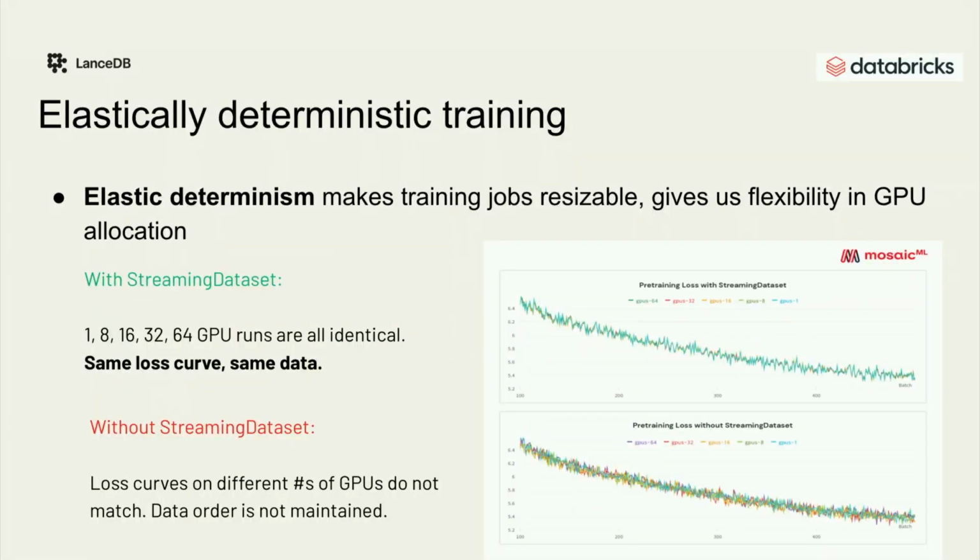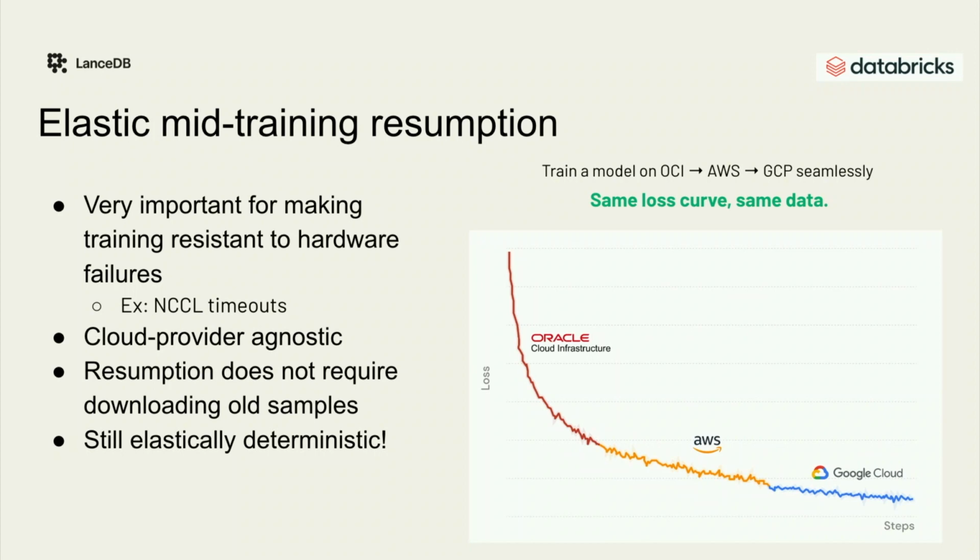This is a diagram of elastic determinism. As you can see in the first diagram, you see the same loss curve pattern. It shows the model has been trained on 1, 8, 16, all the way to 64 GPUs. The reason you see this is that the global number of samples is the same in a global batch. In the second diagram, you see the loss does not follow, because of the variation in the number of samples. And the last thing is mid-epoch resumption. As you can see, you can actually stop the training. We demonstrated this using different cloud providers. We started on Oracle as the cloud storage, stopped the training, and resumed on AWS. We stopped the training again and then resumed on Google Cloud. You see the same loss curve follows.